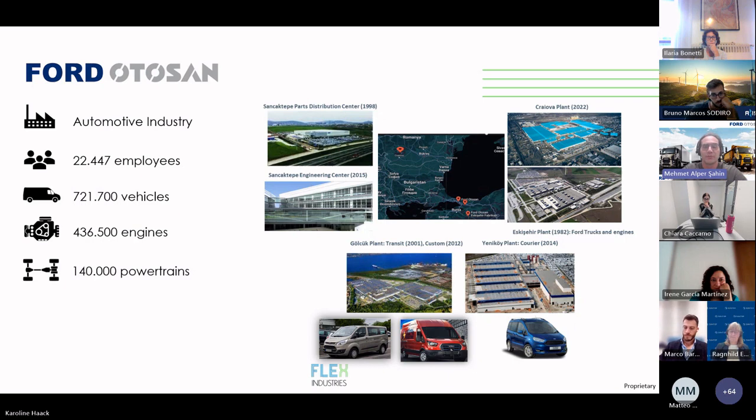Ford Otosan is one of the top 3 exporting companies in Turkey and also an automotive industry leader. Ford Otosan has 4 different plants: Gölcük, Yeniköy, Craiova, and Eskişehir. We manufacture 3 different types of vehicles: commercial vehicles such as Transit and Custom, passenger vehicles such as Puma, and also Ford Trucks. And we also have 2 different research and development centers there.